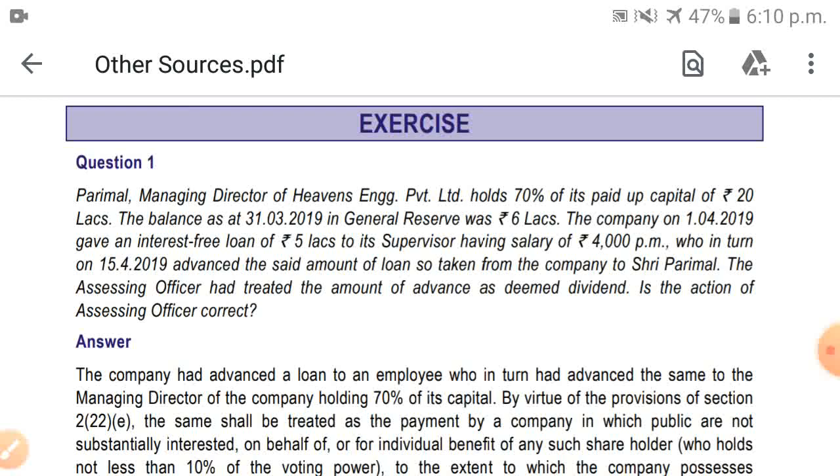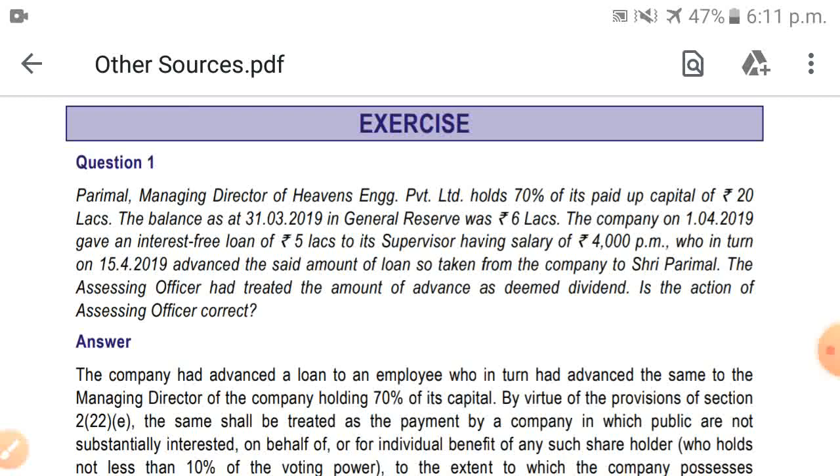The assessing officer had treated the amount of advance as deemed dividend. Is the action of assessing officer correct? So we can see in the question that the company has not directly given the loans or advances to the main director, but indirectly we can say it has given. First of all, it has given to the supervisor an interest free loan of 5 lakhs, and in turn the supervisor has given the said amount to Mr. Parimal, who is the managing director of the company.